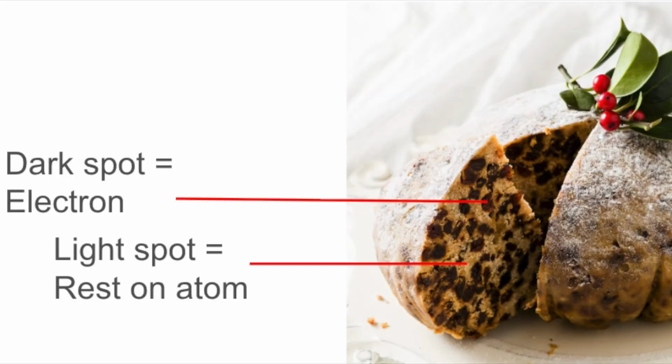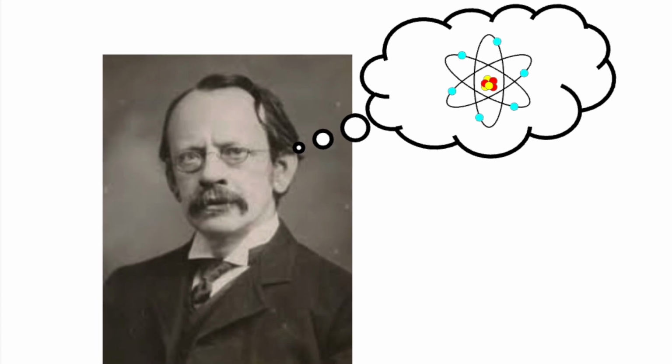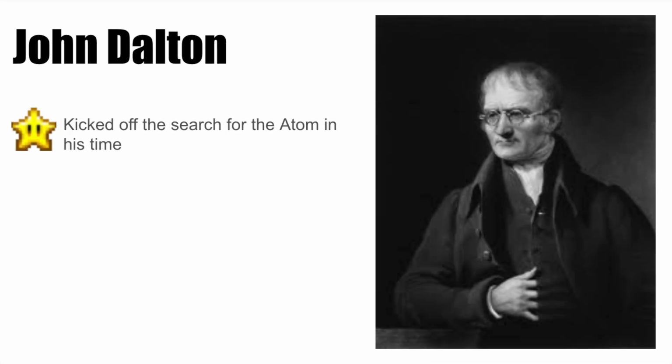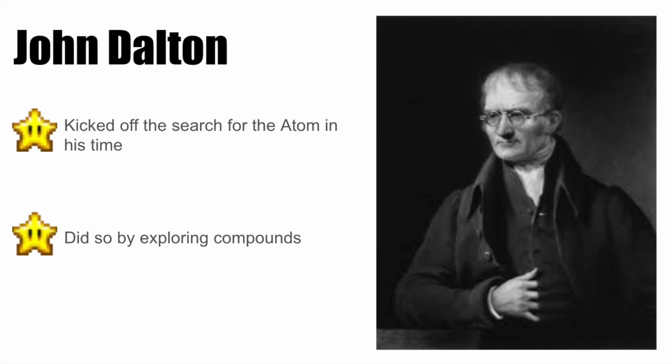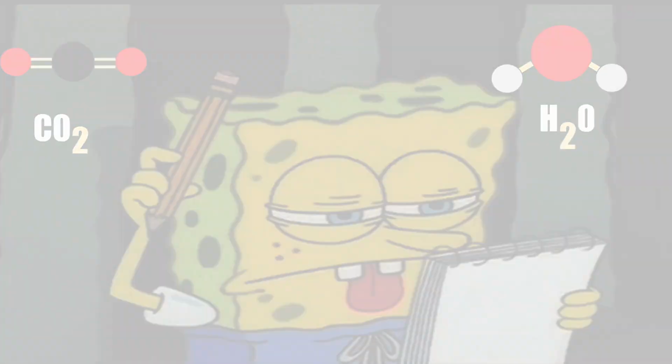He then created a plum pudding model to kind of demonstrate what he thought the atom looked like. But the only reason he was thinking about atoms was because of John Dalton, who had basically started the search for the atom in the old world by going more into depth of combinations of elements like H2O and CO2. In his mind, atoms were like a solid ball.